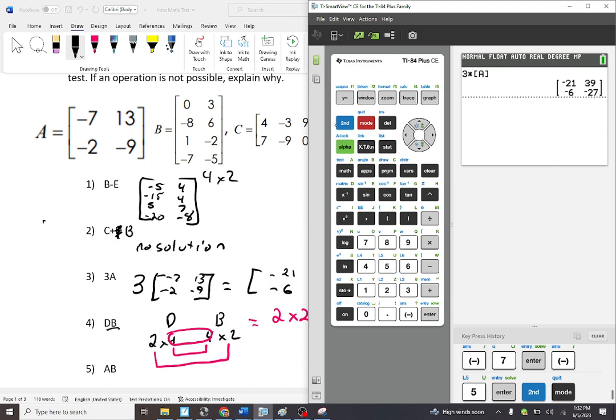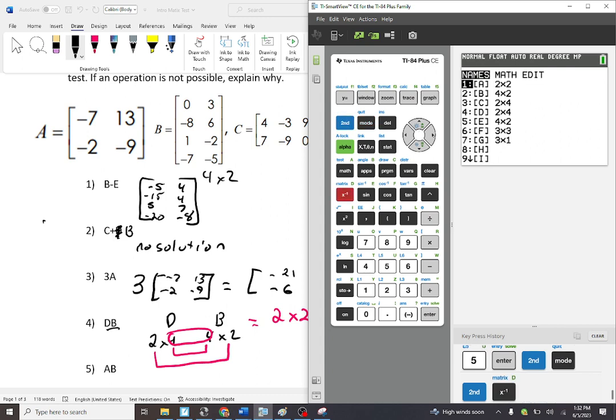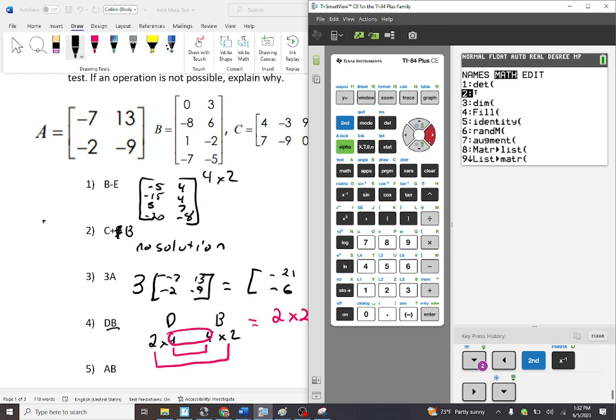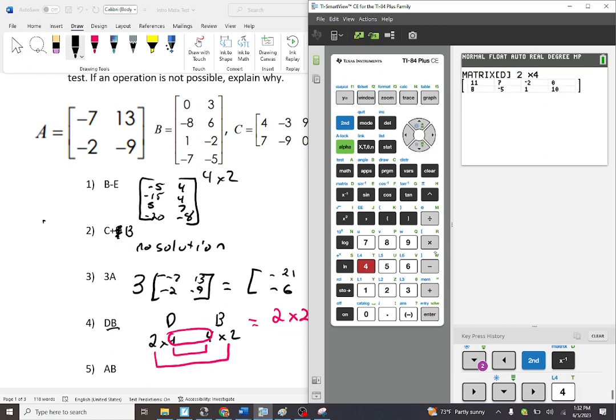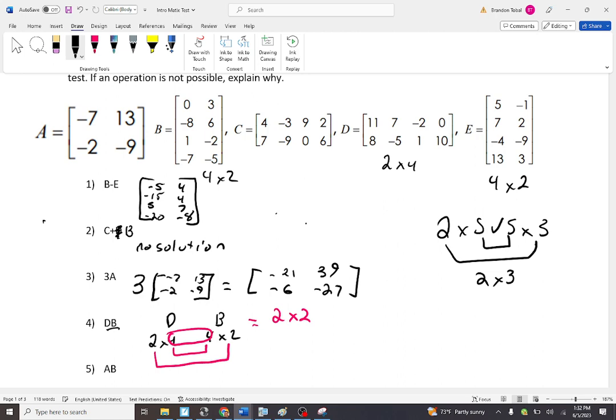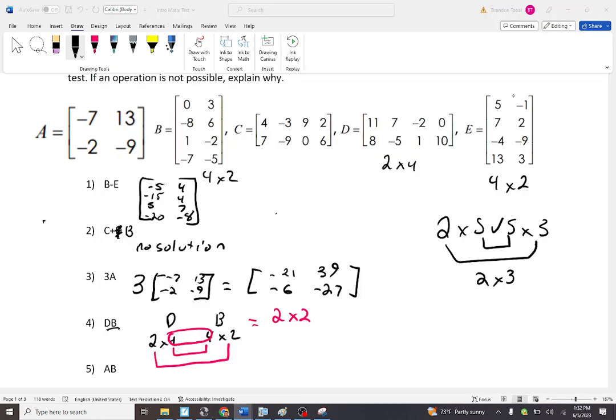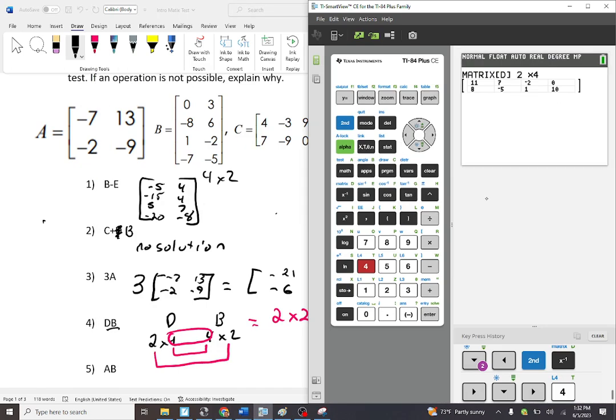So then I have to put in D though, right? Because I have to do D. So second matrix, I'm going to edit, and I'm going to letter D. You can also just press number 4 because that's D. And remember, I want it to be a 2 by 4, which I already have pre-made just to be a little quicker. So 2 by 4, and I want to plug in the numbers. 11, 7, negative 2, 0, 8, negative 5, 1, 10. So I already have them in. I'm going to quit.